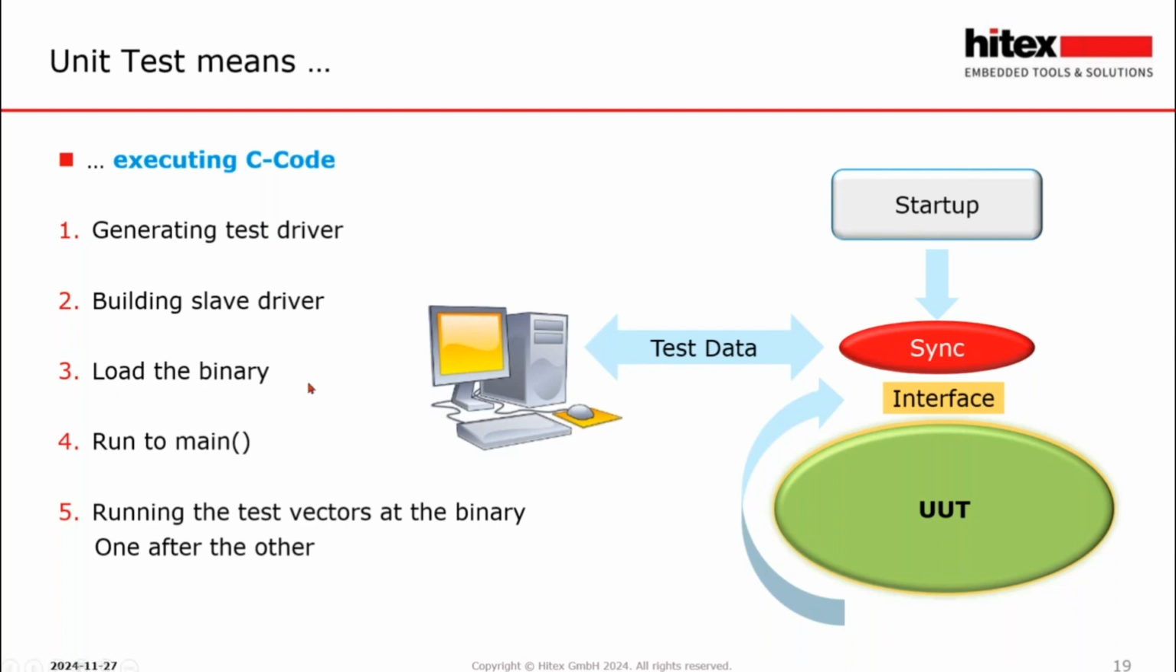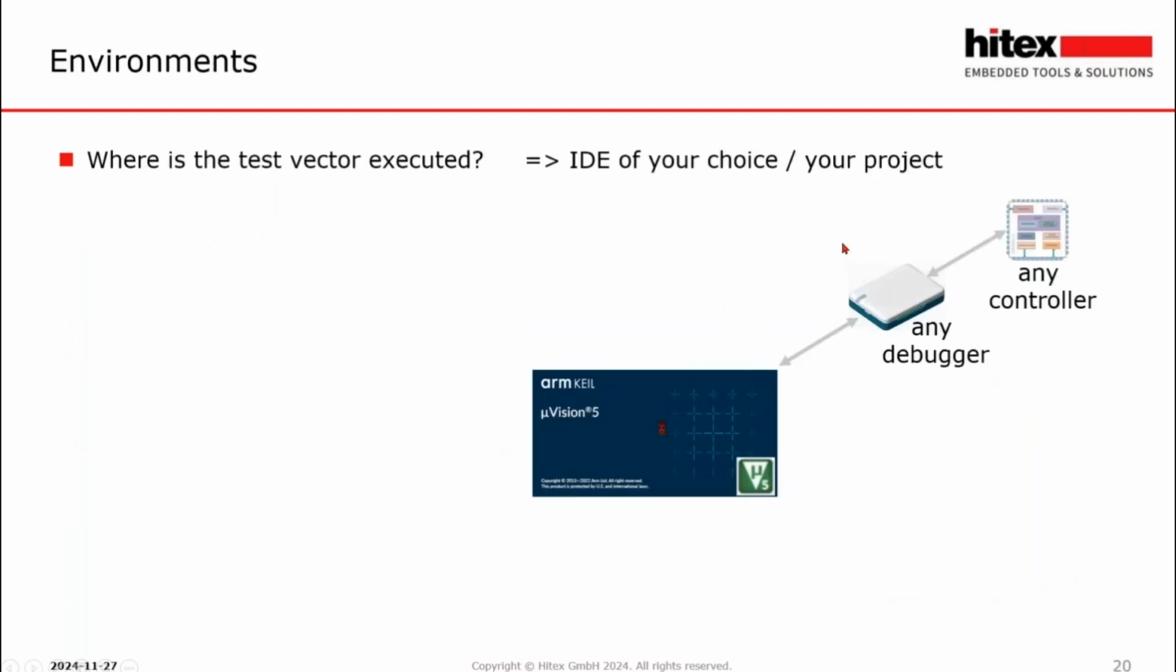We have to load the binary into the RAM, and then we can run the tests, and we will load one test vector, one data after the other. That means we will do the stimuli, execute, we get the result. Next test case, and so on. So here, let's do that. You need a working environment, your project, a microvision project, you have a debugger, you have a connection to the controller, and you are able to debug.